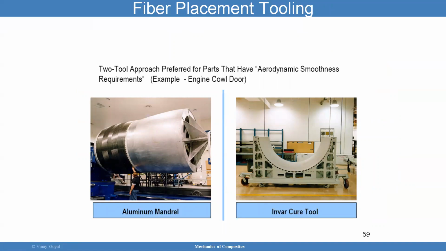And then the tooling can usually be an aluminum mandrel. So again, you need to lay the fibers on some surface somewhere. So aluminum mandrel is a typical one, but does have a high coefficient of thermal expansion. The Invar cure tool, Invar is very expensive, but has a very low coefficient of thermal expansion. So that's why it could be a good choice for a lot of these applications.